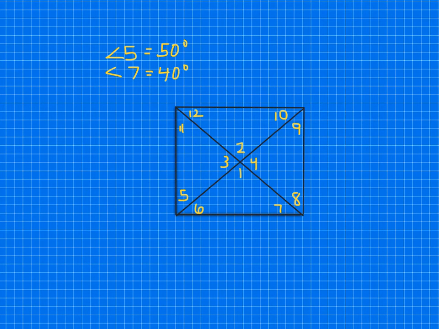You could say that angle 5 and angle 7 are complementary. They're complementary because they add up to 90 degrees.